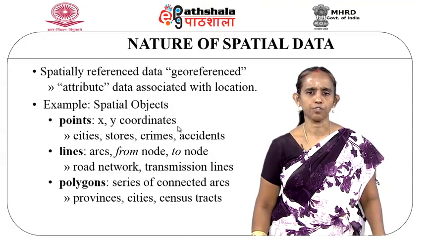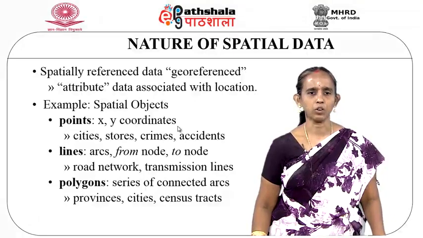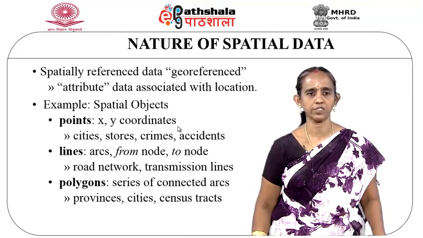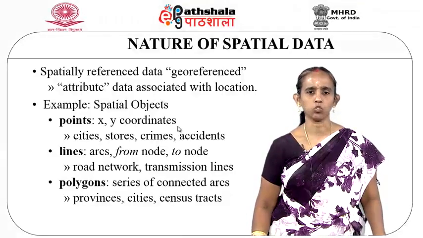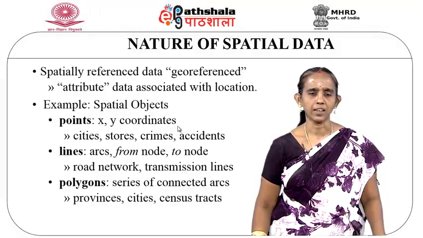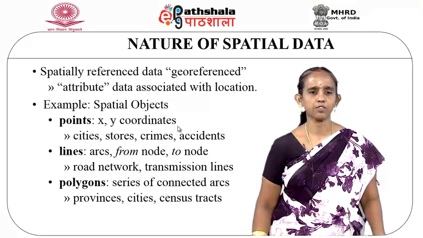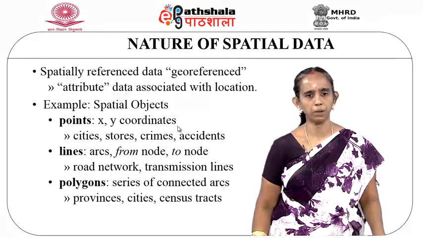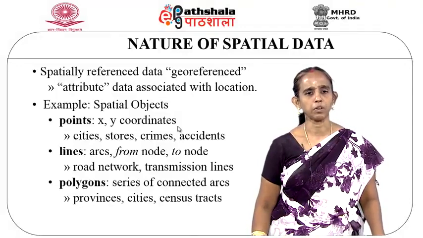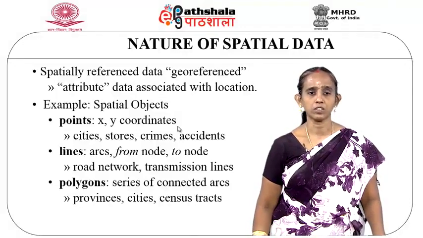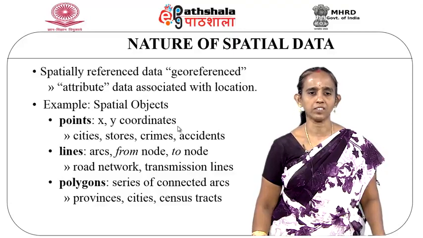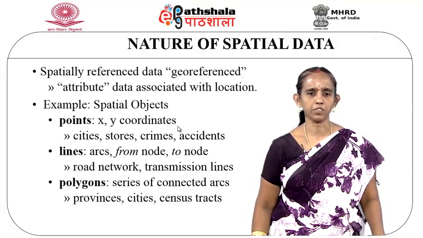If we look at the nature of this kind of spatial data, they are usually spatially referenced data, which are also called georeferenced data. The attribute data is associated with the location. Examples of such data are related to spatial objects. So this kind of data can be represented in the form of points. Points usually have x and y coordinates associated with them. Using these points, it is possible for us to plot data such as cities, stores, crimes or accidents.